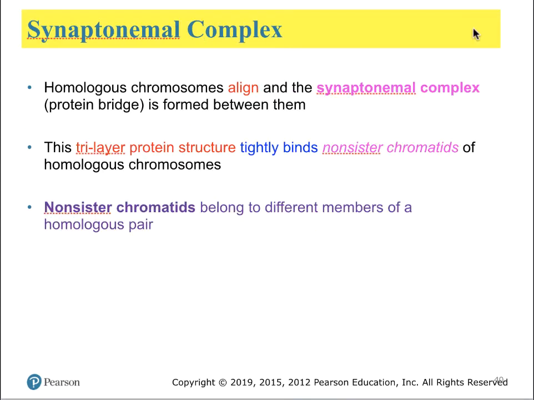These synapses are pretty complex in themselves. So as the homologous chromosomes align with each other based on DNA sequence, they then are recruiting proteins to form a bridge between them. That's called the synaptonemal complex. It's a complicated mix of three protein layers that is designed to identify non-sister chromatids and bind them together. So the important thing is, it's never been known to bind sister chromatids together. It always picks non-sister chromatids and binds them together.